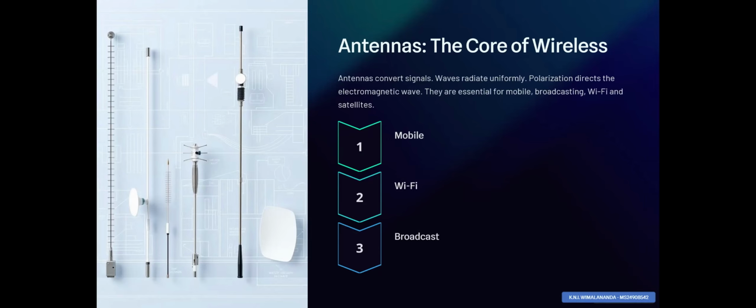Antennas come in various forms and sizes, depending on their application, from the tiny ones in our smartphones to satellite dishes, and their design is specifically tailored to the frequencies they operate with, whether it is Wi-Fi, cellular communications, or broadcasting.